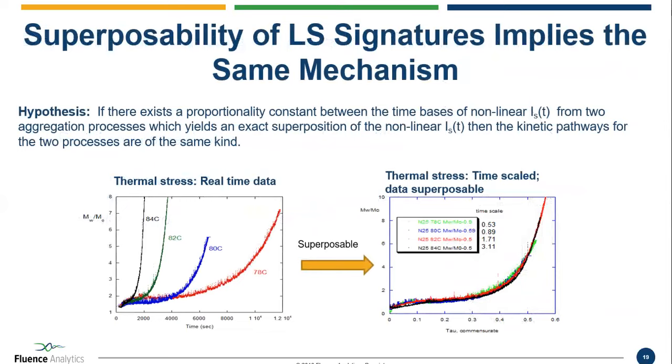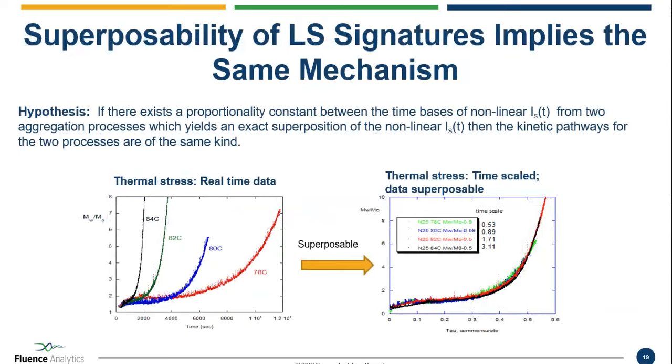So to dive a little bit deeper into the differences between thermal and stir stress, we hypothesized that if an aggregation process is mechanistically the same for a sample that's given under a given stressor, for this example, we're using thermal stress, we propose that if the mechanism is the same, then they should be able to be superimposed upon each other by changing the time base of the sample.